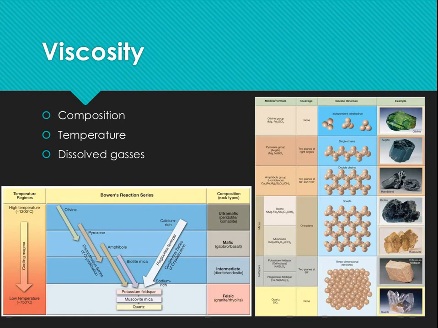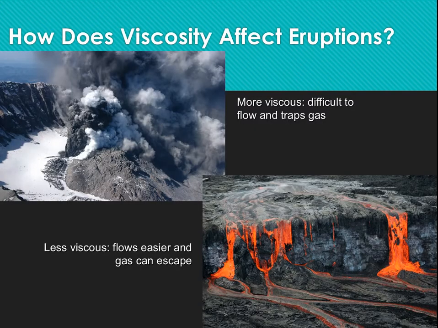All right, so we're going to look at how this affects our eruptions, because a really thick lava traps gas really easily. And the key to an eruption is just how easily the gases can escape from the lava. When it's really viscous, the gas can't escape very easily. And so when it finally does, it erupts really big and really explosive.